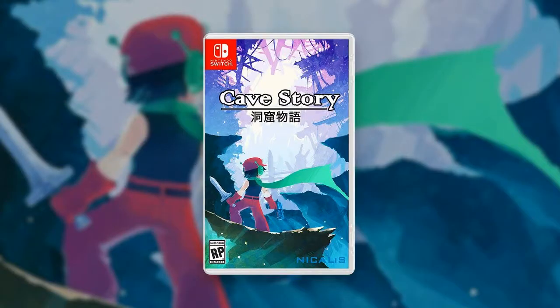Nicalis this week on Twitter asked what people would think if Cave Story had a physical release on the Nintendo Switch. Now, Cave Story has never really had an official release on any system. It did have a remake on the 3DS, but the original version of the game has only been available digitally on Steam and Nintendo Wii, DS, DSi, and 3DS.